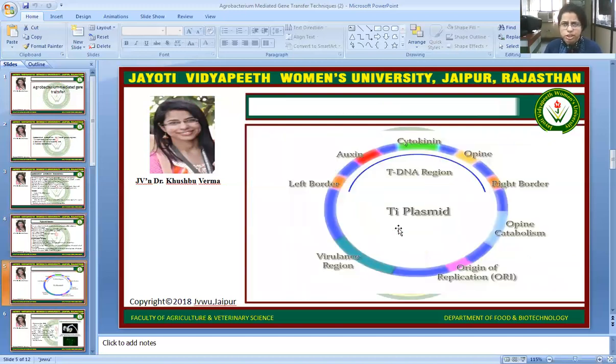So this is the structure of Ti plasmid. Here we can see the T-DNA region having left and right border, opine, cytokinin and auxin regions. This is the virulence region, origin of replication and opine catabolism region.